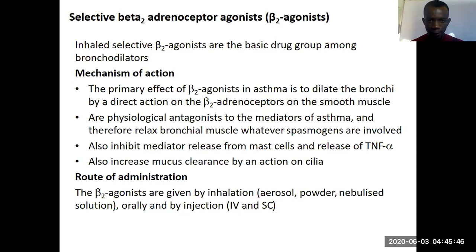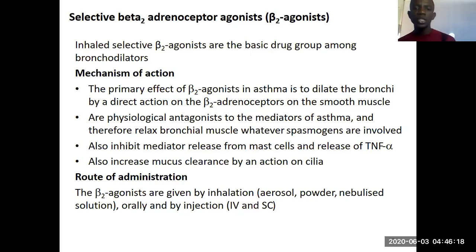Okay, so the primary effect of the beta-2 agonists in asthma is to dilate the bronchi by direct action on the beta-2 adrenergic receptors on the smooth muscles. Remember, one of the basic processes, or the first phase, is bronchospasm or bronchoconstriction. So when you give the beta-2 agonists, they are responsible for relieving these bronchospasms that have been taking place. They dilate the bronchi so that there is more room for air to flow.